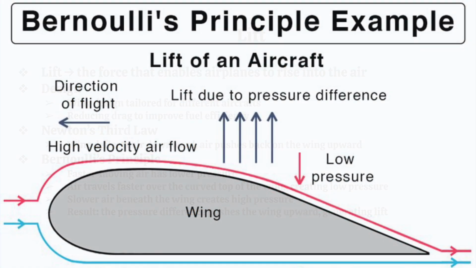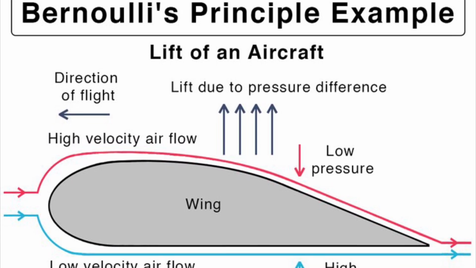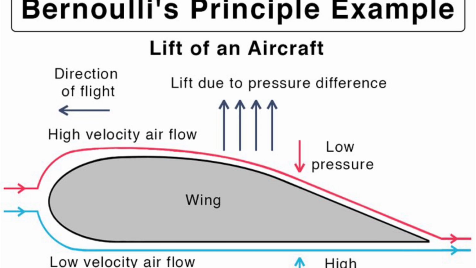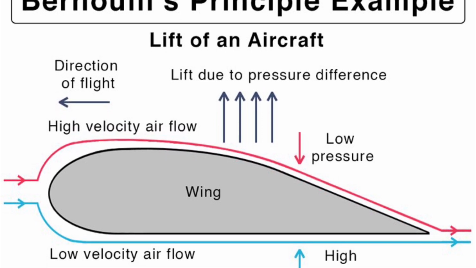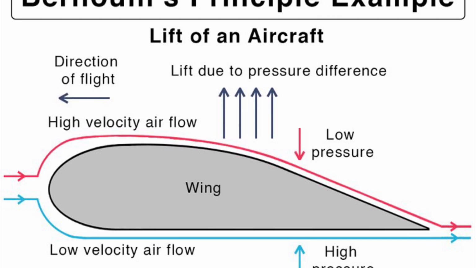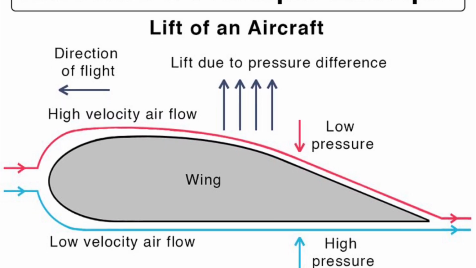The way the air moves over the wings also plays a part, because the air moves faster over the top of the wing, creating lower pressure, while the slower air below the wing creates a higher pressure. This difference in pressure pushes the wing up, creating the lift that makes flight possible.